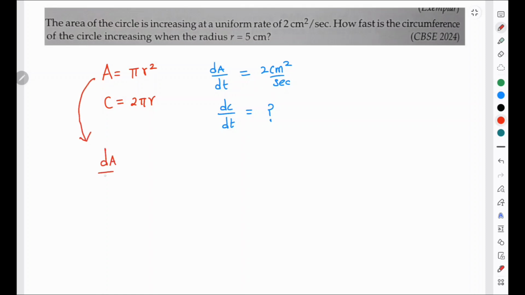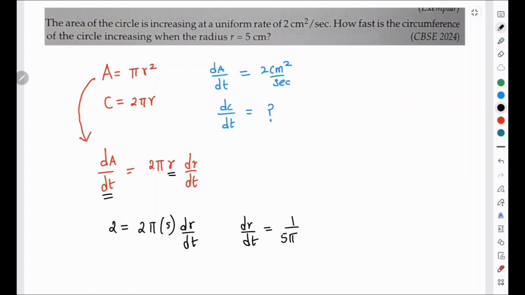So you get dA by dt is equal to 2 pi r dr by dt, right? And the radius is 5, they're given. And what is dA by dt they're given? They're given 2. Let's substitute that: 2 is equal to 2 pi into 5 dr by dt. Now tell me what is dr by dt? dr by dt is nothing but 1 divided by 5 pi.